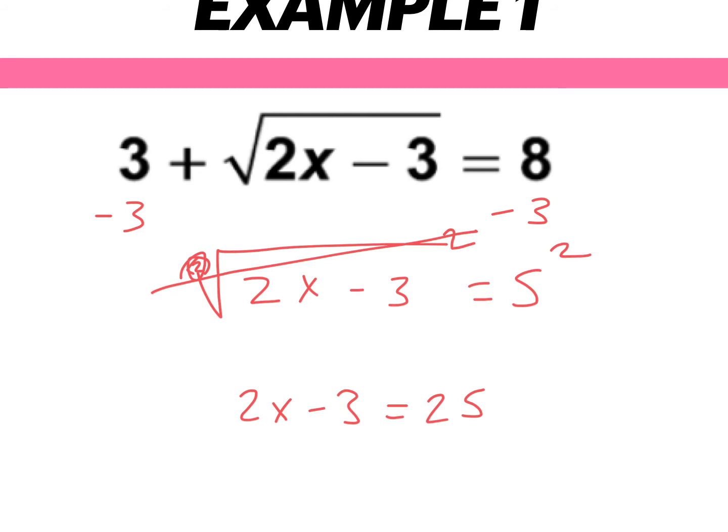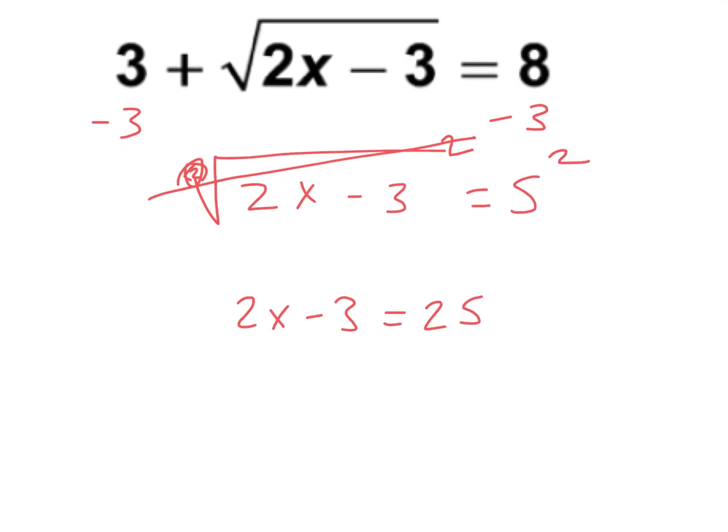Now we just solve for x. From here, it's easy peasy. We know how to do this. What should we do next? Add 3. So 2x is equal to, what's 25 plus 3? 28. What's next? Divide by 2, and we get x is equal to 14. Perfect.